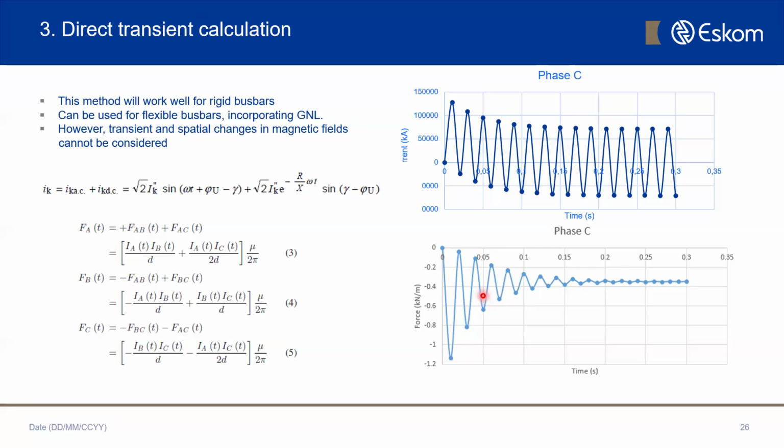What's important in this case is that it will work well for rigid bus bars, because in rigid bus bar vibration, you're going to get small displacements. As you can see, for flexible bus bars, we're going to have a problem because of the very large displacements. We're going to have large strains as well, so you need to incorporate geometric nonlinearity. Also important is this method does not consider the transient and spatial changes in magnetic fields. And that is important for flexible conductors, as these conductors undergo very large displacements. Their magnetic fields are also changing in space.